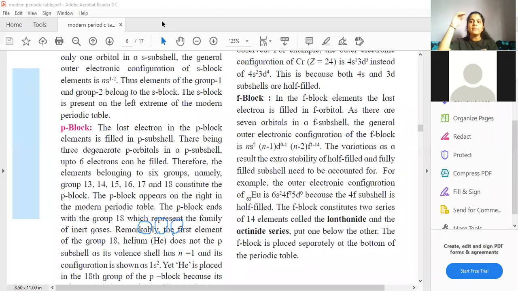So whichever period you are in, suppose you are in the 6th period, 6s will be filled. That is obvious because the s block comes first, right? So in the 6th period, 6s1, 6s2 will happen. Later on, there will be (n-1)d filling and (n-2)f filling. You can see 4f is 2 numbers behind 6, and 5 is 1 behind 6. So this is all because of the energy levels. I hope it is making sense to you.